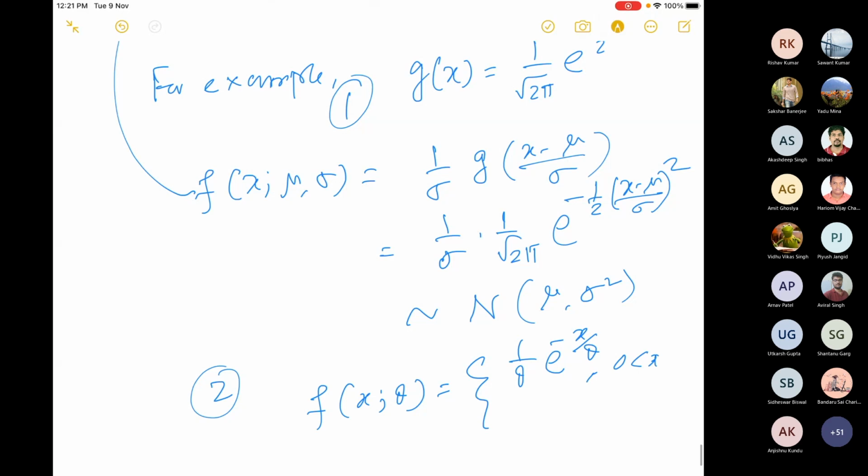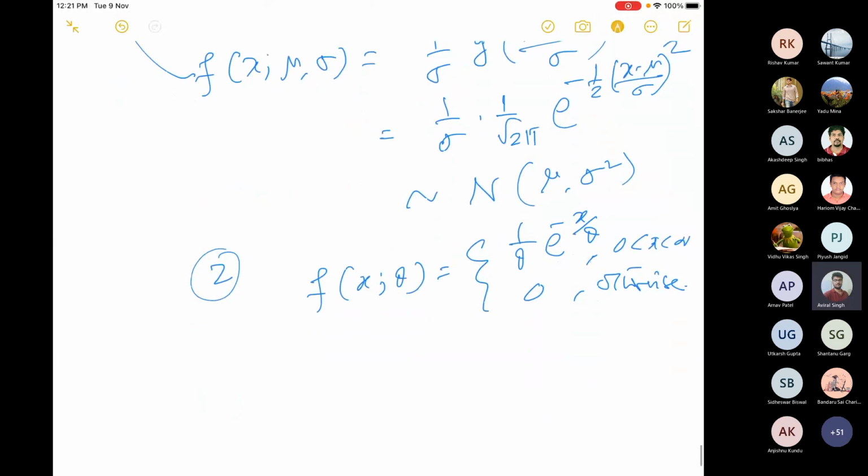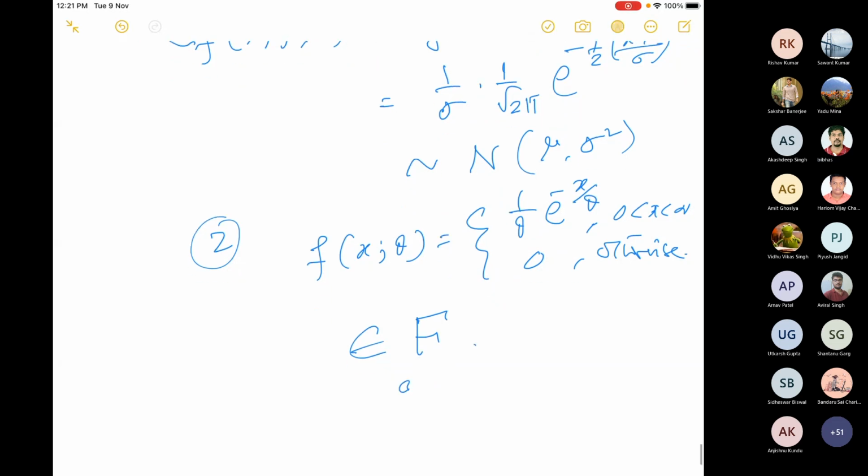Let's say 0 less than x less than infinity and 0 otherwise. Can anyone tell me? Exponential. Exponential. Yeah, so this is also in F. Okay, and then my question is, then what is G? For which G, which PDF G, will this be in this family F? Okay, you can also try to find out.